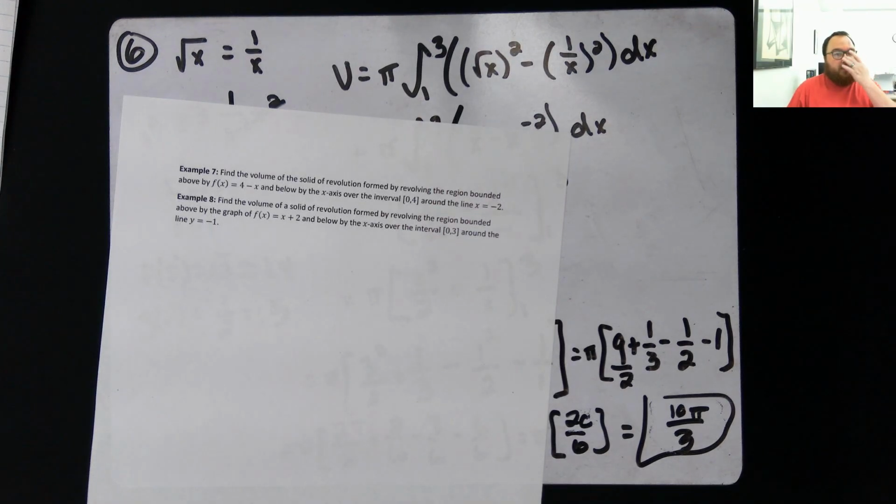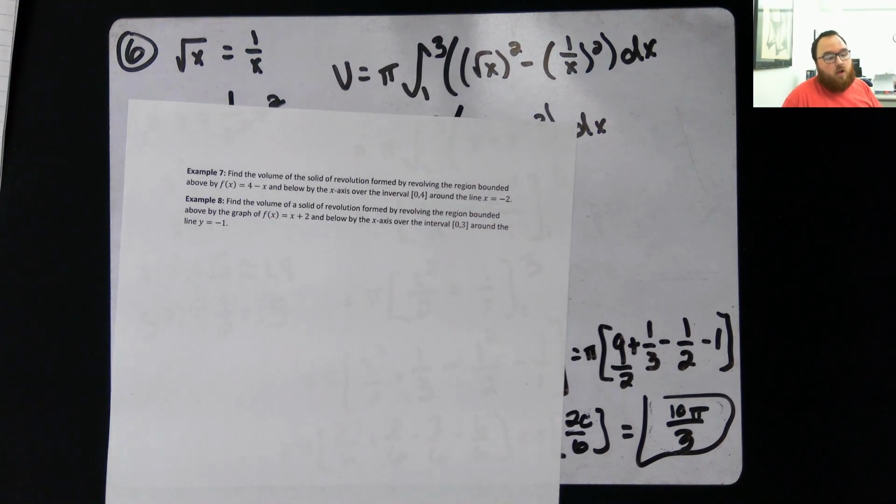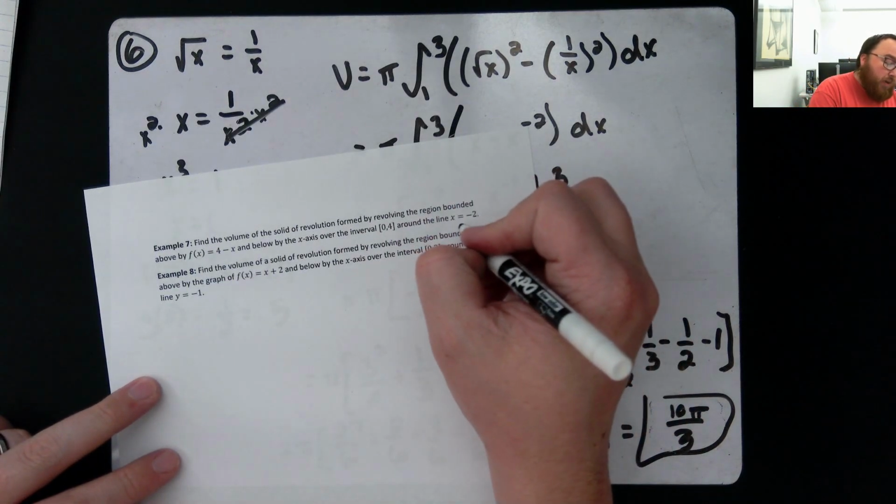Example number 7 says, find the volume of the solid of revolution formed by revolving the region bounded above by f of x equals 4 minus x and below by the x-axis, from 0 to 4, but this time it's rotated around the line x equals -2. Really quick, that is a typo. It should say y equals -2. I apologize for that.